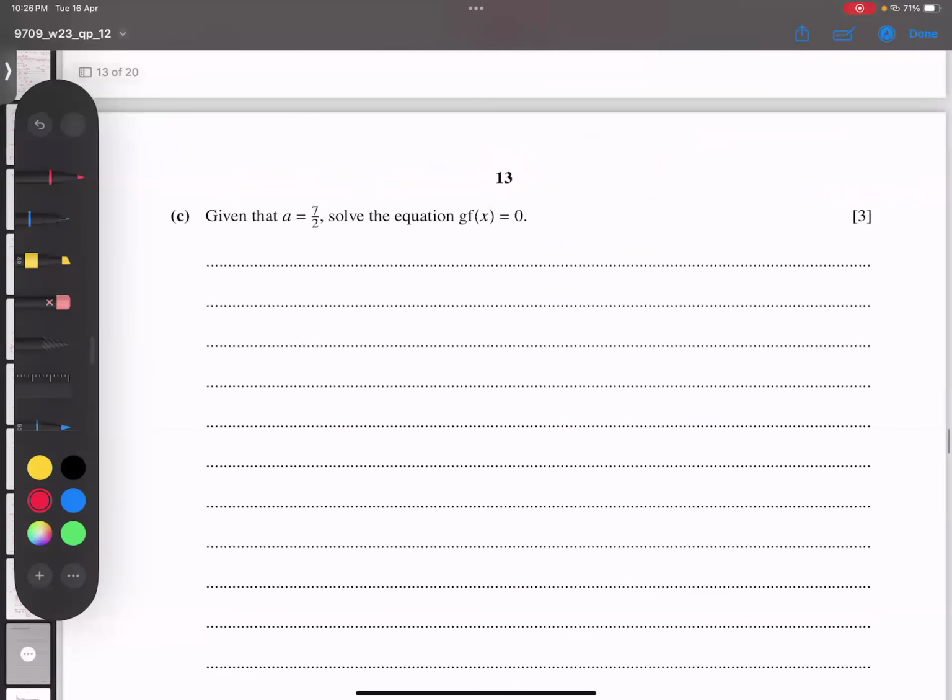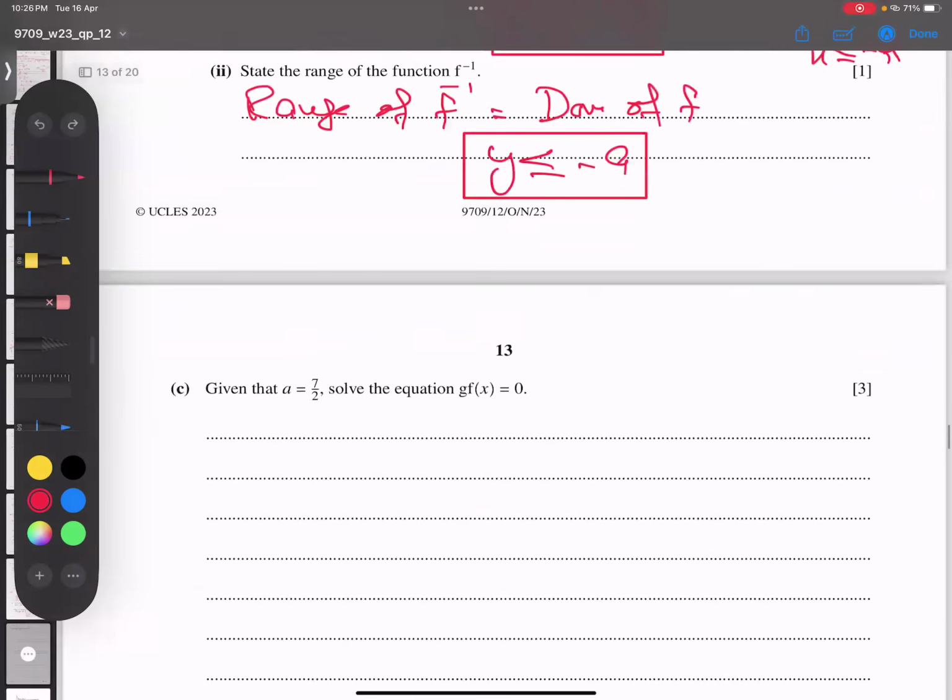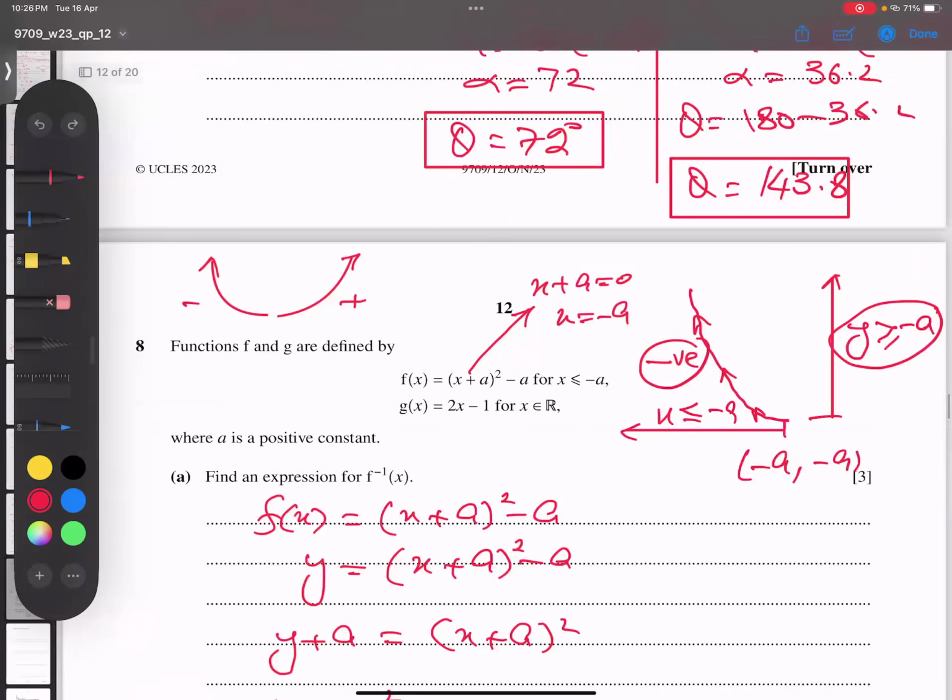So let's go for the next question. He said to use a value, this one, and find it. So before that, I need both functions. Okay.